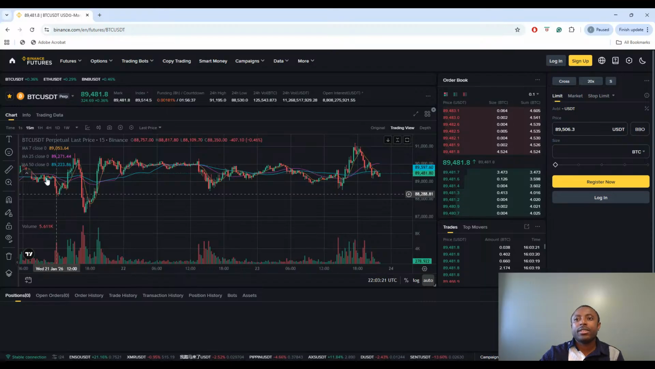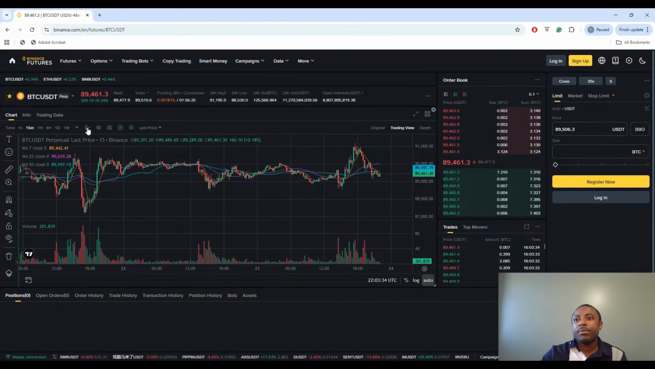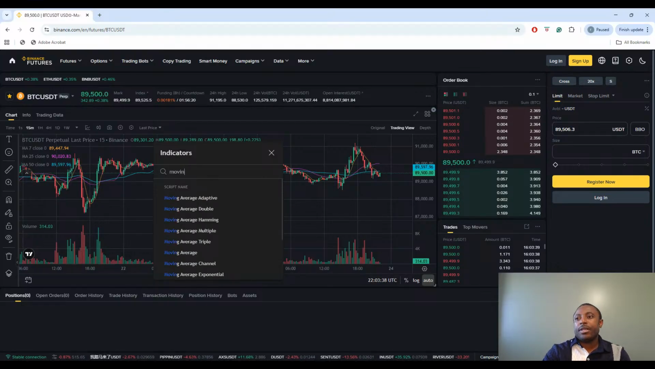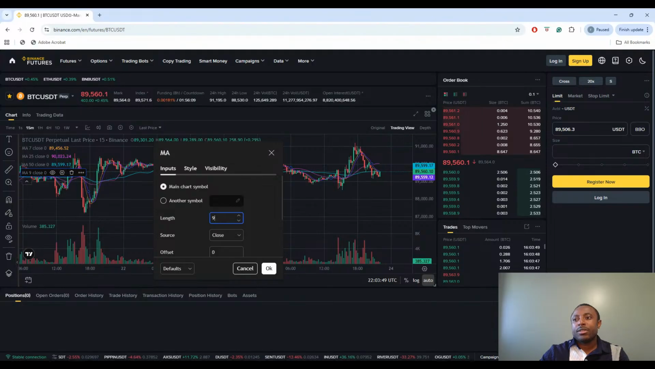So just click delete. How about the 25? I can keep it. The 50 moving average, I just added that one. Then I can also add the 200 moving average. So same thing, just go to the indicator, look for the moving average here, then edit it to the 200. Go to settings, change the length to 200.